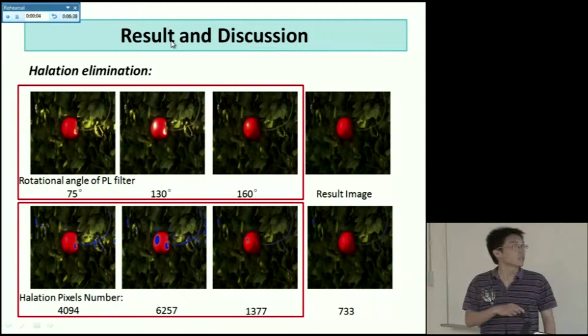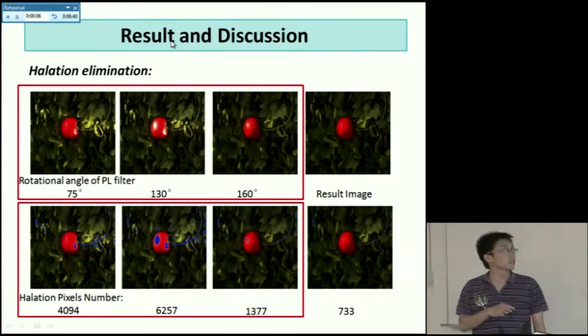Let's see the results and discussion. First, let's see the halation elimination. These three images are the original image with different rotational angles. The rotational angles are 75, 130, and 160, which correspond to different conditions. In this image, only the right part halation is still there. And this is the worst situation, where both of the halations are not removed. And in this image, only the left part halation is still there. And this is our combined result image.